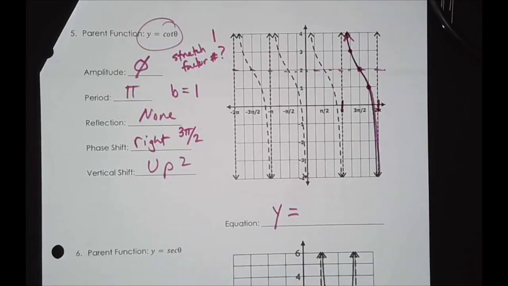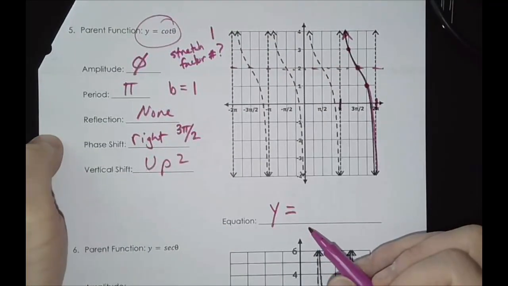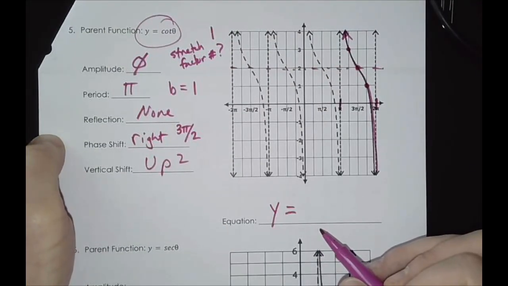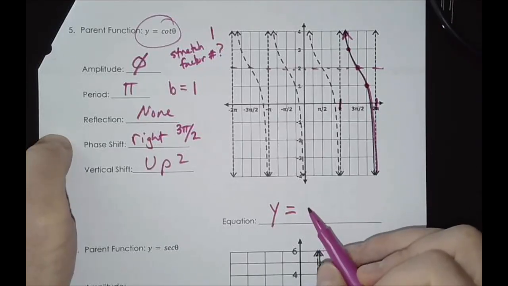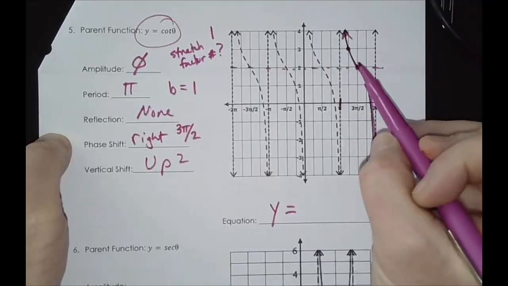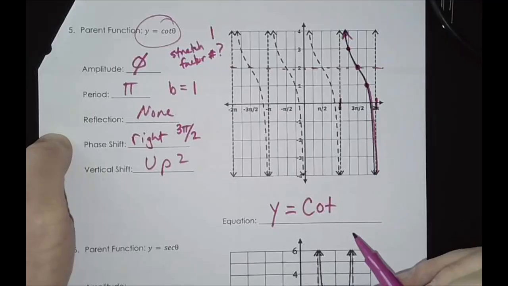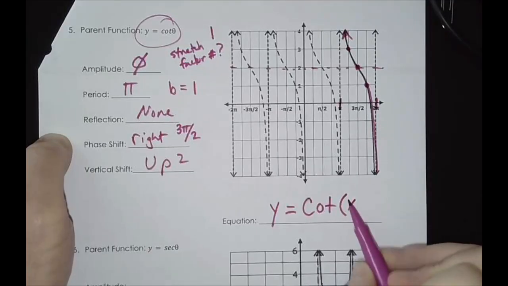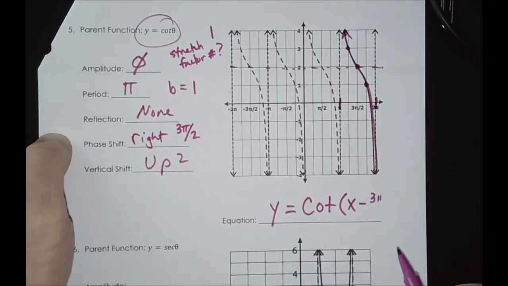Gage, it's all yours. y equals cotangent. Wait, I was going to ask you, is there a number in front? Is there just 1? Yeah, it's just the normal stretch factor of 1, right? So you don't have to write 1. Cotangent, parentheses x minus 3 pi over 2. I like how you did minus because that makes it go to the... wait.